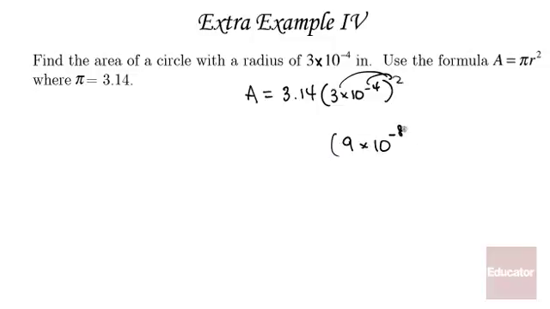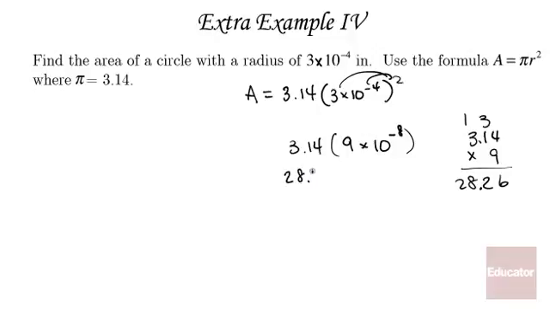And then we're going to be multiplying that with 3.14. So 3.14 times 9, 27, 28, and 2 places. So 28.26 times 10 to the negative 8.